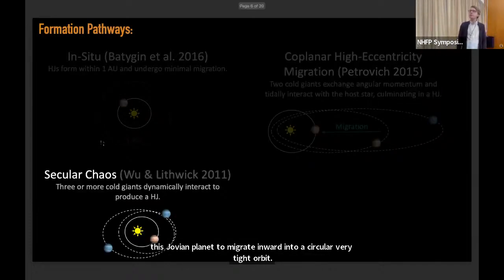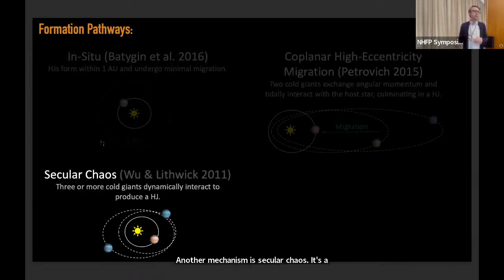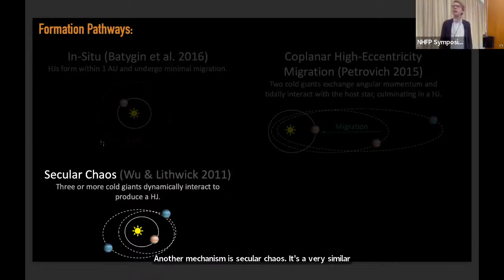Another mechanism is secular chaos. It's a very similar mechanism to the coplanar high eccentricity migration. The big difference is now you have more planets in the outer cold region. So basically, high eccentricity migration with more and more planets really just adding to the chaos and causing the circularization mechanism to occur.